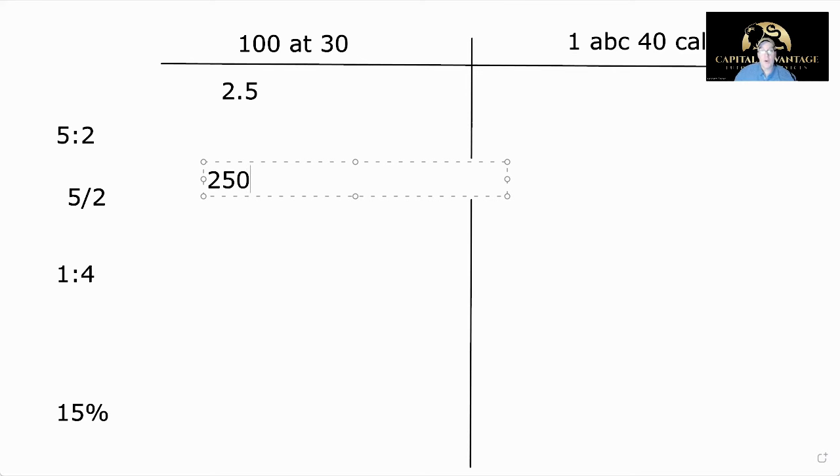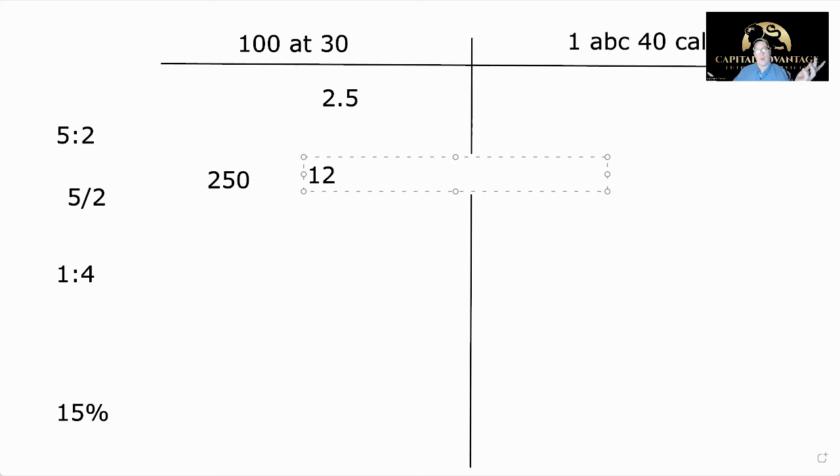And then I'm going to do 30 divided by 2.5. I'm not doing it by 250, I'm doing it by 2.5. Same number. 30 divided by 2.5 equals 12. So now if it was a 5-for-2, we have 250 shares worth $12.